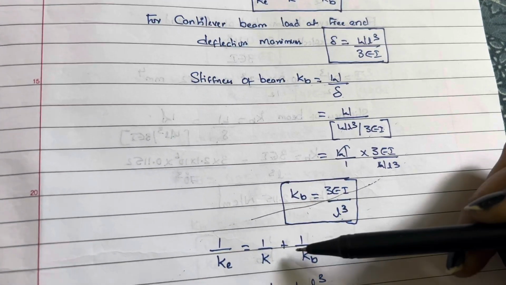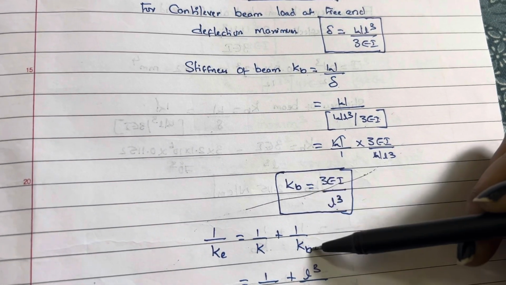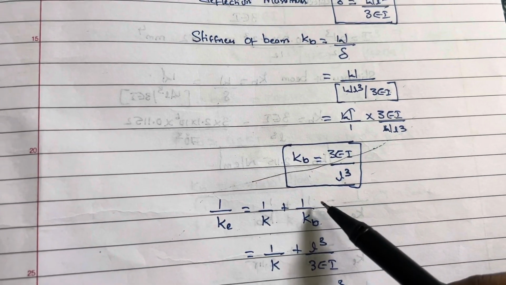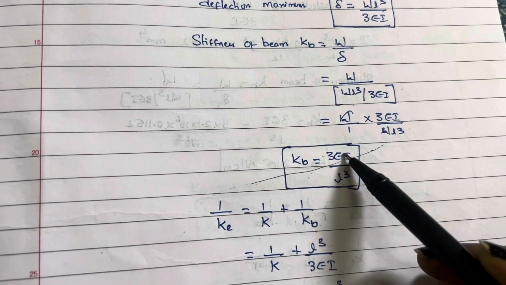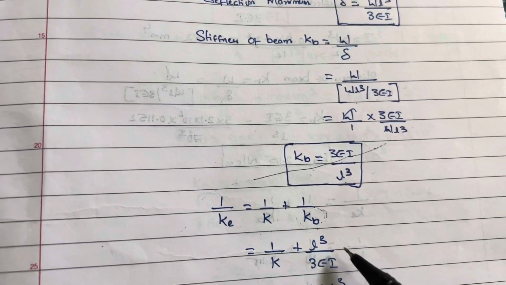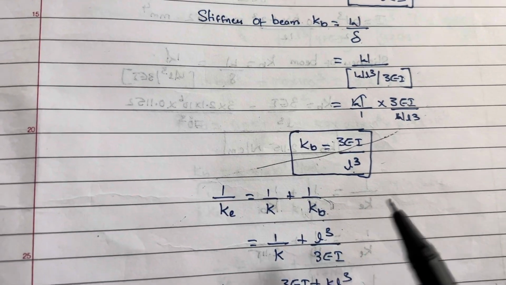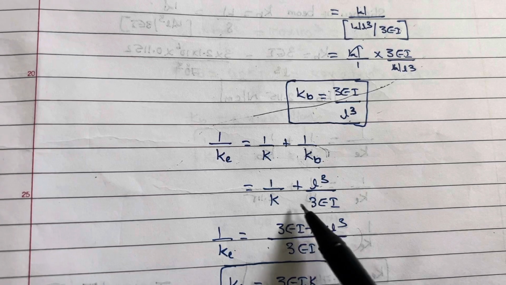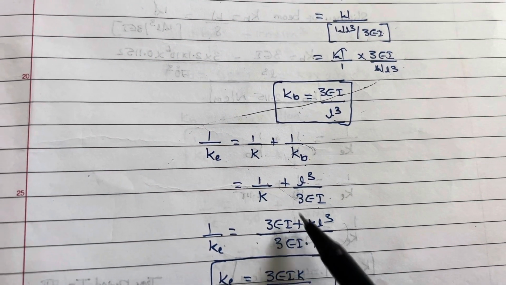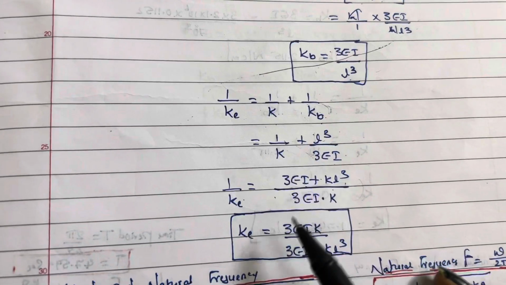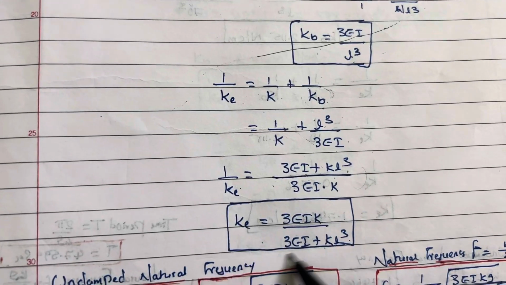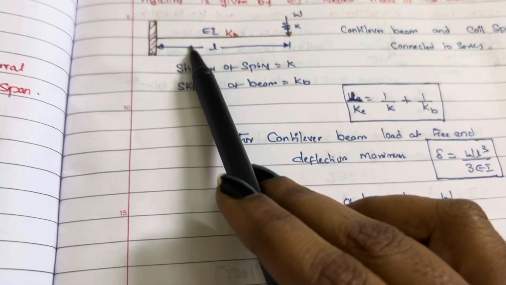So when we know the stiffness of the spring and the stiffness of the beam, we substitute in the series formula. 1 by Ke is equal to 1 by K plus 1 by, in the place of Kb, we substitute 3EI by L cubed. It is already in the denominator, so the numerator will go to the denominator. So 1 by K plus L cubed by 3EI. So 1 by Ke is equal to, taking the LCM, 3EIK. Cross multiplying, 3EI plus KL cubed. So Ke is equal to 3EIK by 3EI plus KL cubed. This is the stiffness of the total element of the cantilever beam.